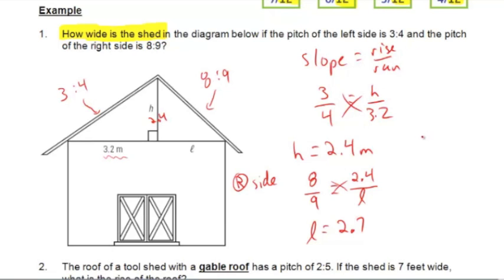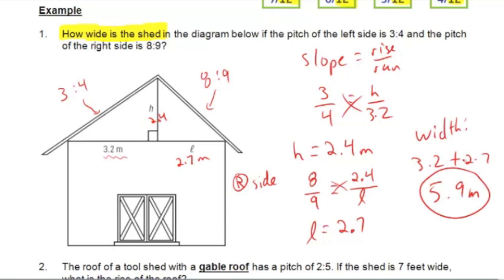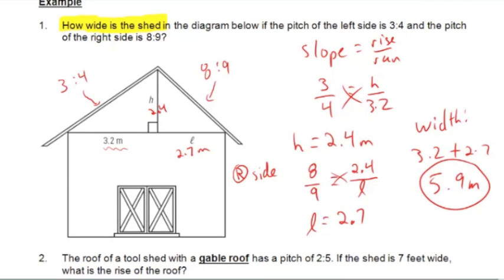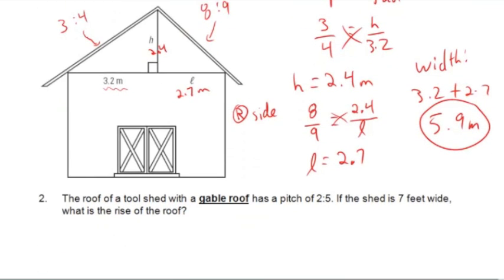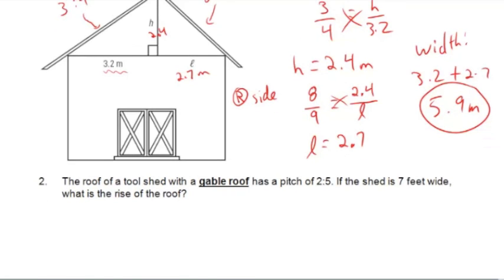So the width of the shed is just going to be 3.2 plus this 2.7 meters that we just found, for a total of 5.9 meters. Okay, well, it's just an application of using pitch to find some different numbers. Okay, last question here.